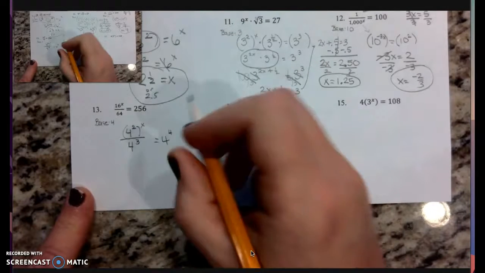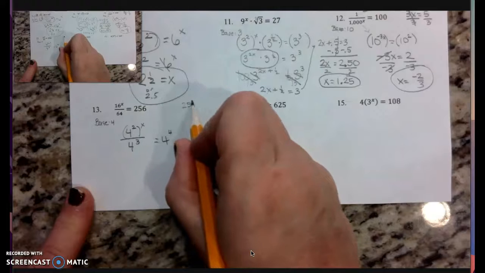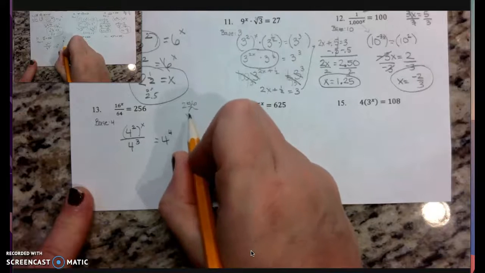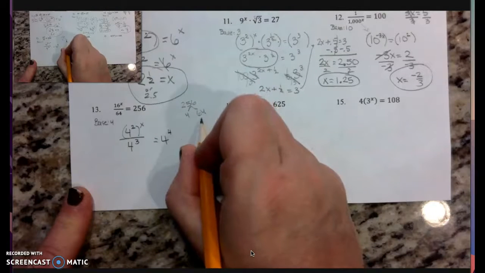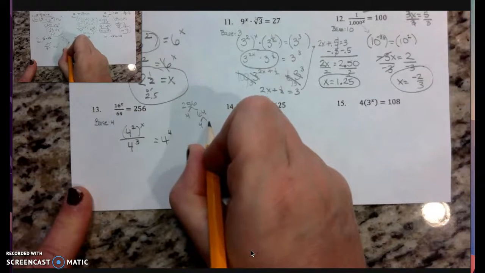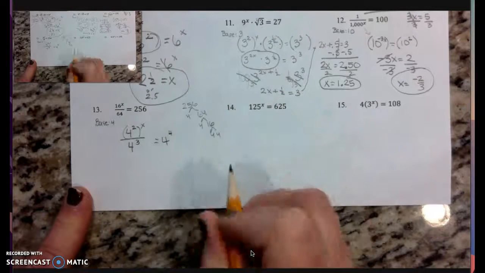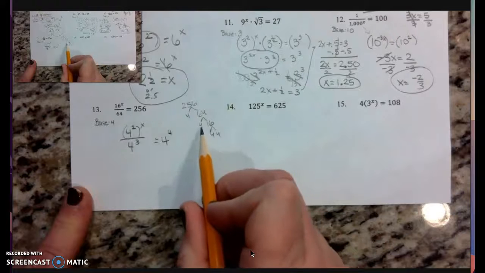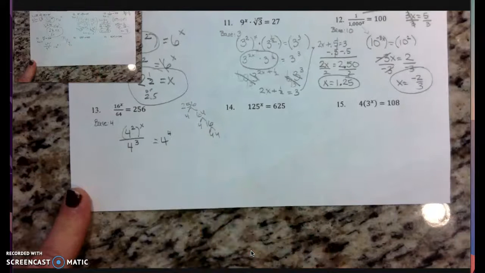Ms. Freibush, how did you get that? Well, I could take 256 and divide by 4. That would give me 64. Divide by 4, that would give me, what is that, 16? And divide by 4, that would give me 4. 1, 2, 3, 4 of them.